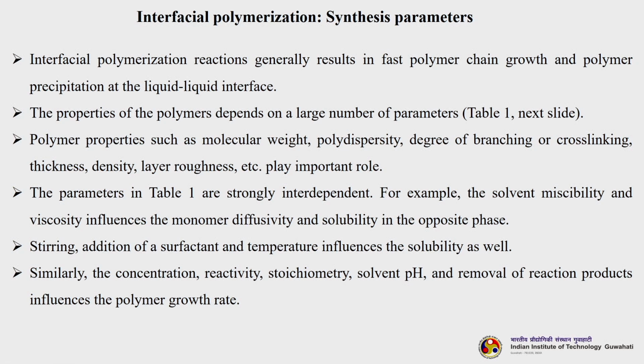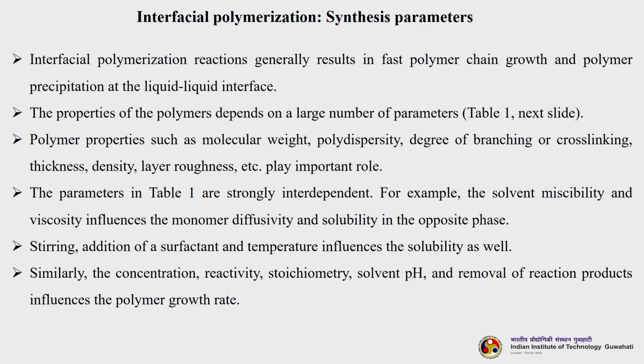Interfacial polymerization reactions generally result in fast polymer chain growth and polymer precipitation at the liquid-liquid interface. It is a very fast, instantaneous reaction, and it does not need anything to start it; it is basically a self-starting reaction. The properties of the polymers depend on a large number of parameters, which we will see in the next slide. These include polymer properties such as molecular weight, polydispersity, degree of branching or cross-linking, thickness, density, layer roughness, etc.